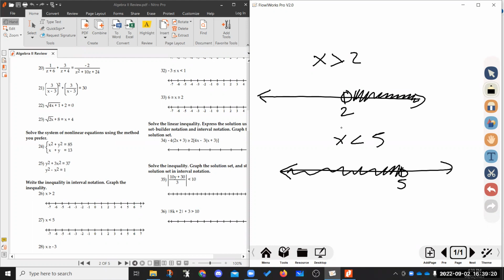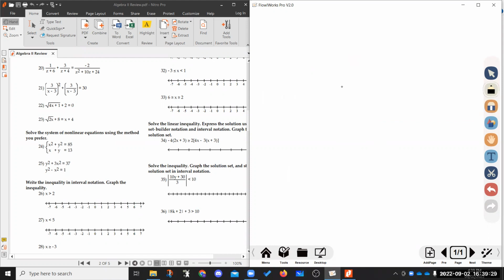Always put your x on the left-hand side. And the symbol is going to make an arrowhead that points in the direction that you want to shade in. If you have a greater than or equal to sign, like you have in the next one where x is greater than or equal to -3, we put a solid dot. We're still shading to the right, like this. It asks us to write interval notation and to graph the inequality.